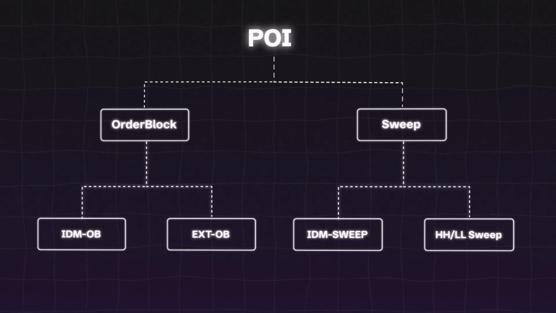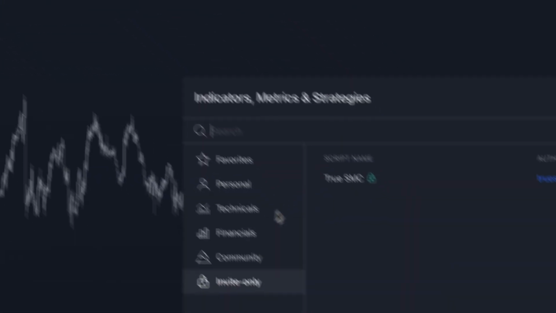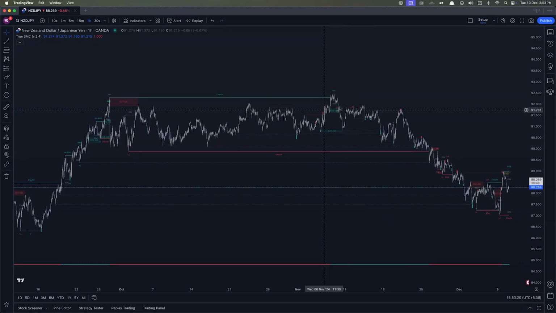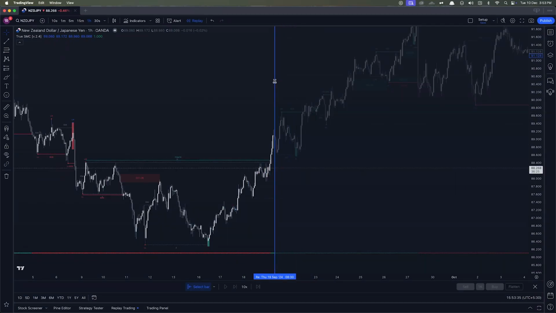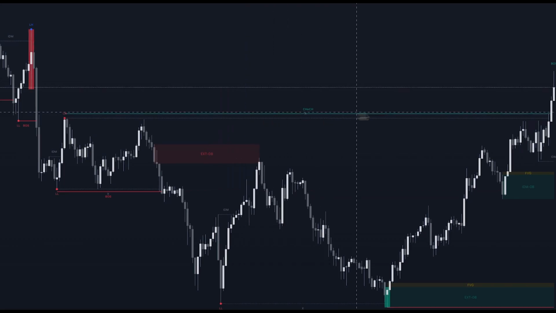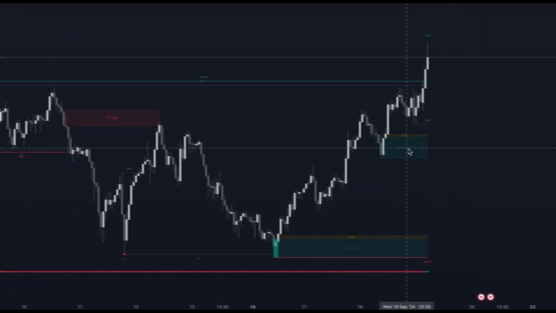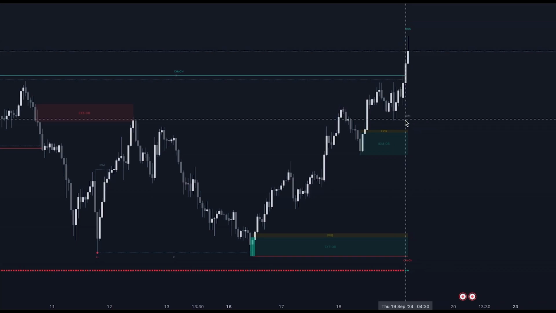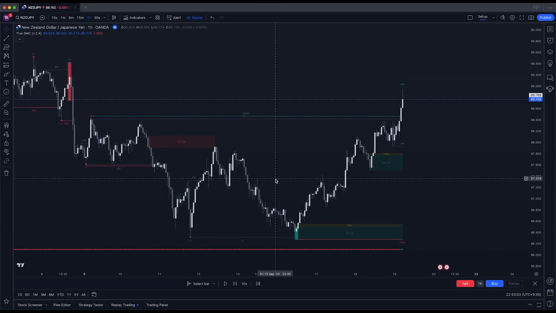Let me walk you through this step by step. First, I'll add the indicator to the chart. Now, we'll use bar replay starting from here to show you exactly how this works in real-time market conditions. When the market creates a BOS or change of character like this, True SMC automatically highlights the IDM-OB, EXT-OB, and inducement liquidity level. At this point, we wait for the market to take the liquidity.